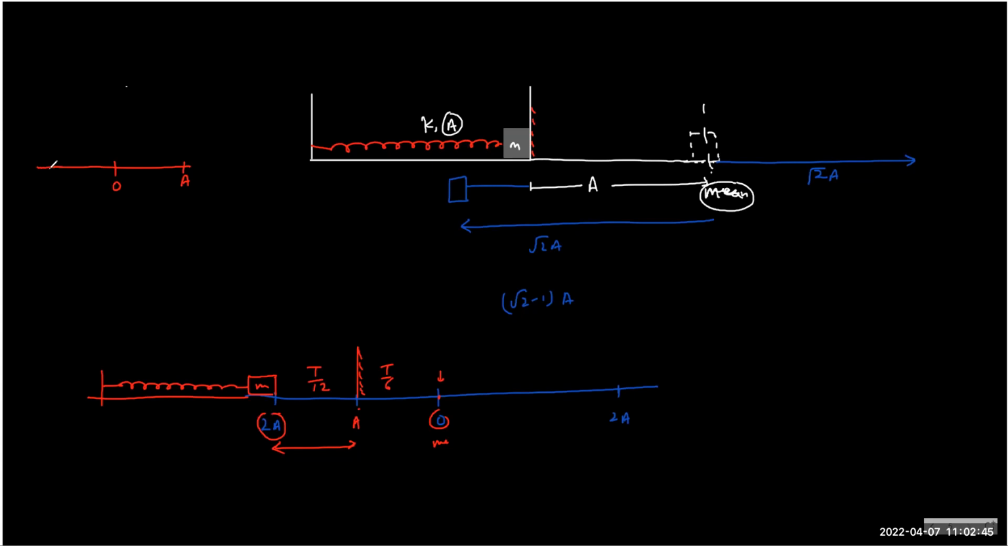So for any oscillation, sorry, this will be T by 6 and this is T by 12. To go from the mean to the half value, we take T by 12, and then from half to the extreme will be T by 6, because the sum will be T by 4. I hope you remember the first lecture. Yes, sir.